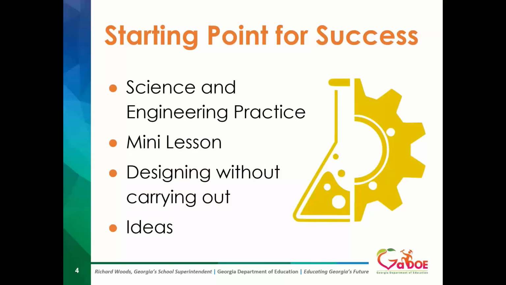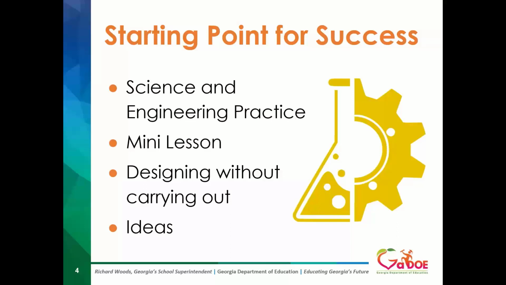The other thing I wanted to talk about for starting for success is I want you to really understand that laboratory investigations don't have to be huge. They can be tiny little lessons within a lesson. Just getting kids' hands on things is a really great way to hit the standards when it's saying design and construct. I also feel that we can get our students to design investigations without even carrying out the investigation.